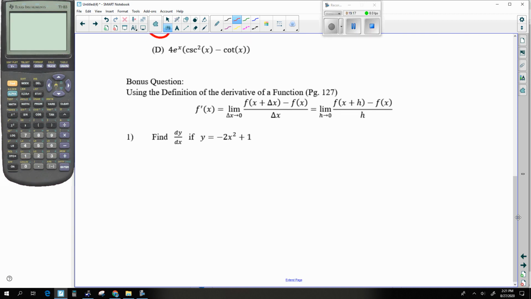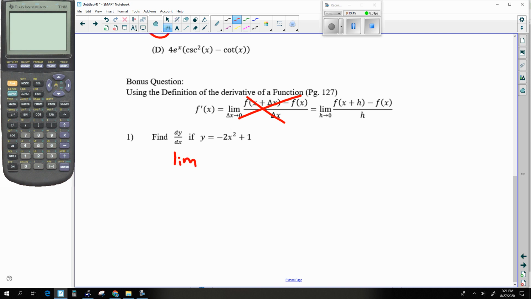Okay, using the definition of a derivative, blah, blah, blah. Find the dy dx if y is equal to that. So I think they just want us to do it old school. All right, so I don't know about this delta x kind of thing. I get it, but I'm not going to use that. I'm going to use the h version.